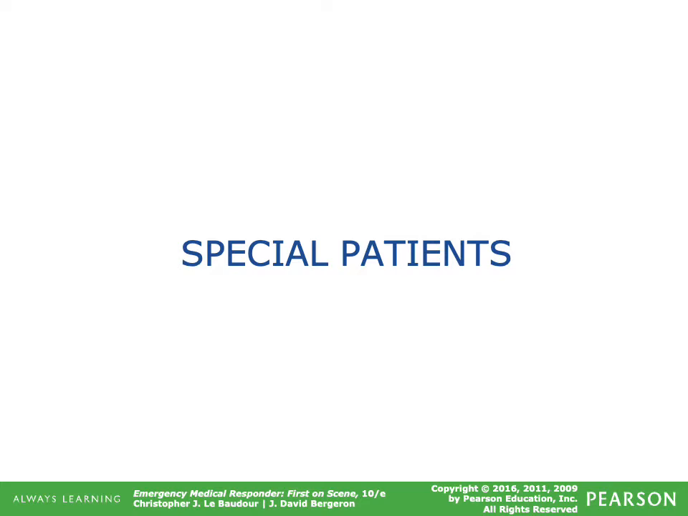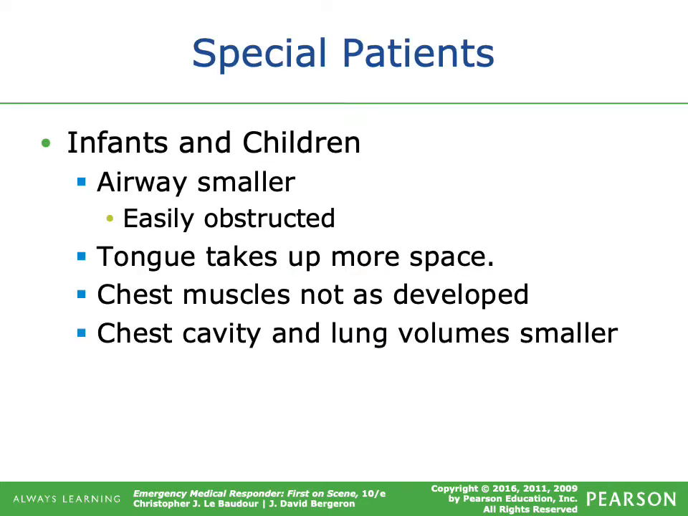Alright, special patients. Infants and children: their airways are smaller. They're also easily obstructed. The tongue takes up more space, relatively speaking. Chest muscles are not as developed as in adults. The chest cavity and lung volumes are smaller.